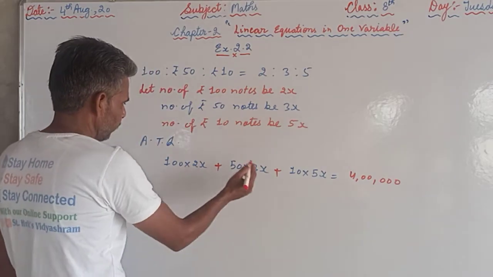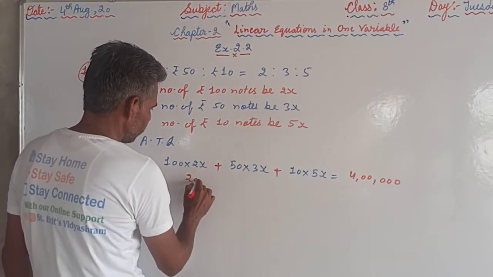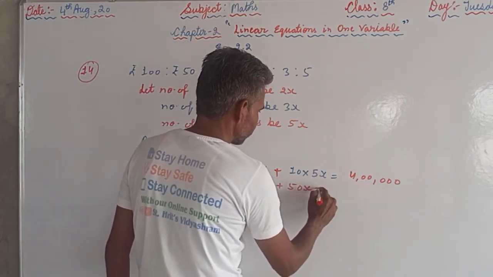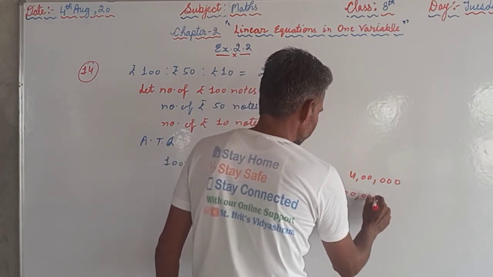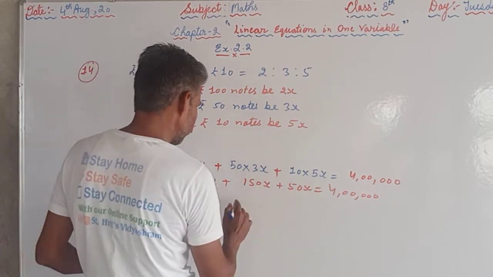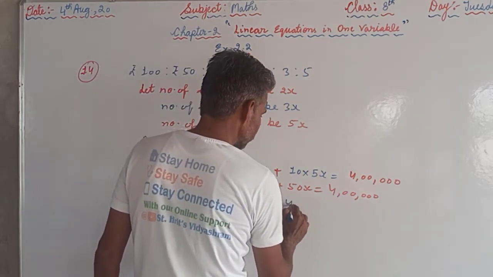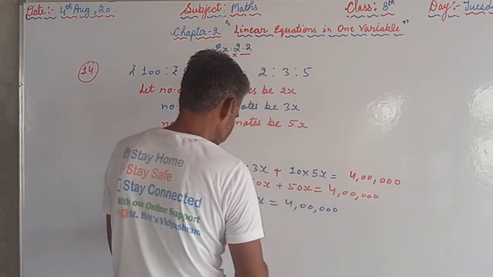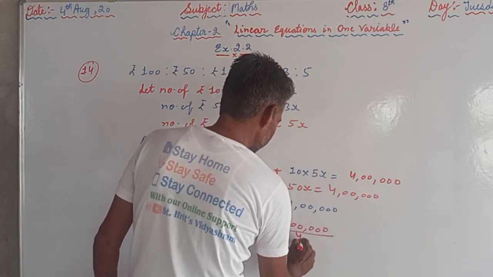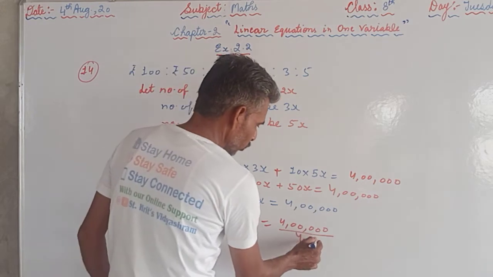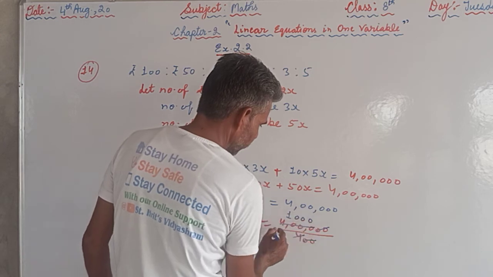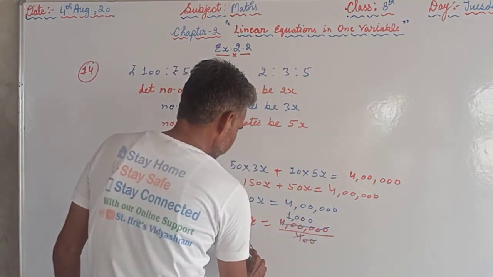and the total amount is 4 lakhs. So we will multiply and we will add, that will be 200x plus 150x plus 50x is equals to 4 lakhs. If we add all these, 200 plus 150, that is 350 plus 50, 400, 400x is equals to 4 lakhs. From here we get x is equals to 4 lakhs divided by 400 by the method of transposition. 2 zeros cancel out 2 zeros, 4 will cancel out remaining one, 4 1 is 4, 1 2 3, means the value of x is 1000.